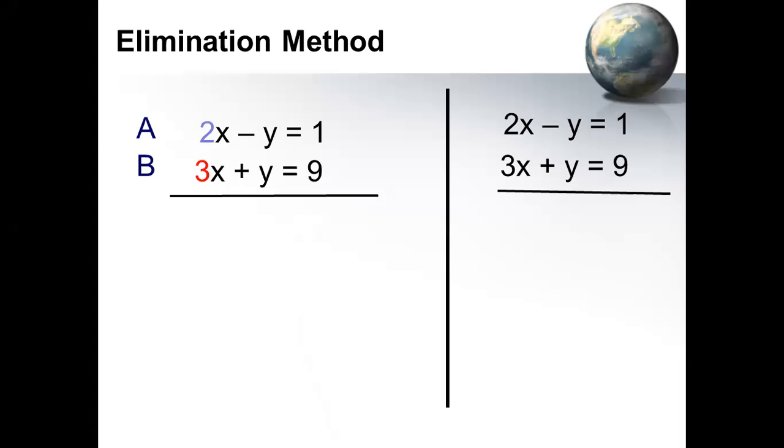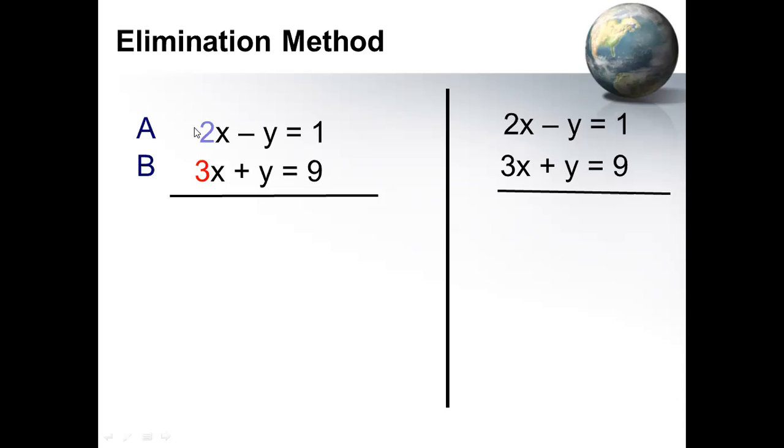This is the main method that we use to solve simultaneous equations. It's the elimination method. What's the meaning of elimination? Elimination means that you remove a letter to find the other letter. Let's explain more.